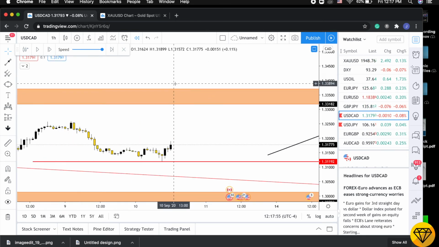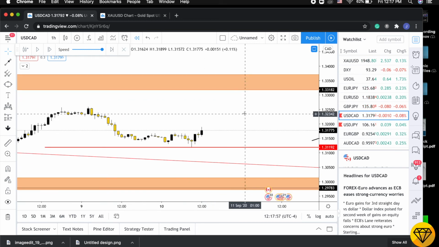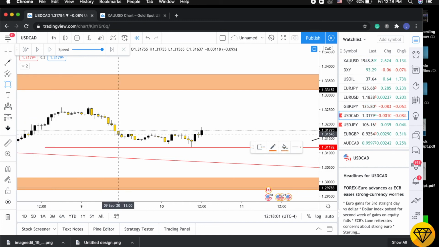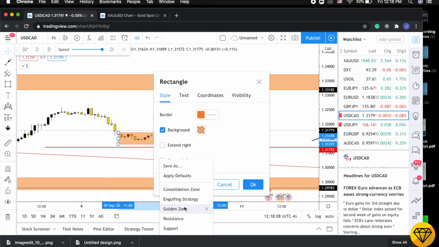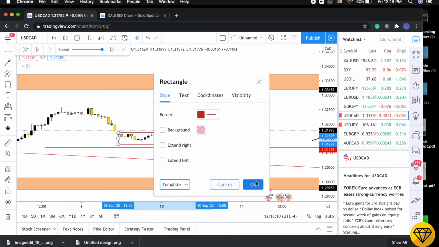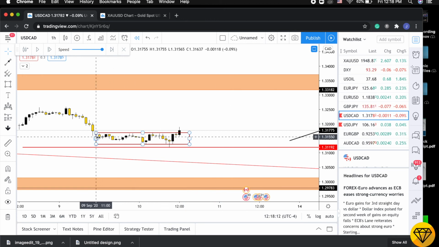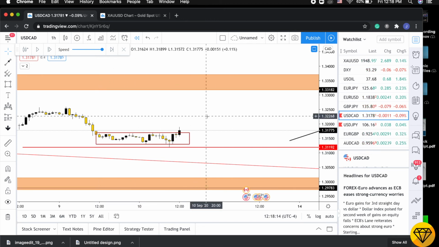Okay. What do we have here, right? We have a little bit of ranging. I'm not gonna lie, we have a little bit of ranging. Right, so let's highlight that so we know what it is. A little bit of ranging. And what happens when we see this ranging? What we want to do is wait for a breakout and a retest of the consolidation zone.